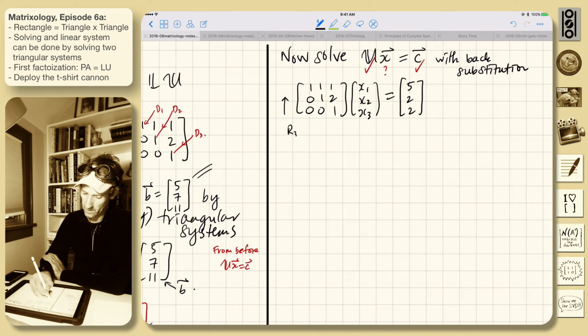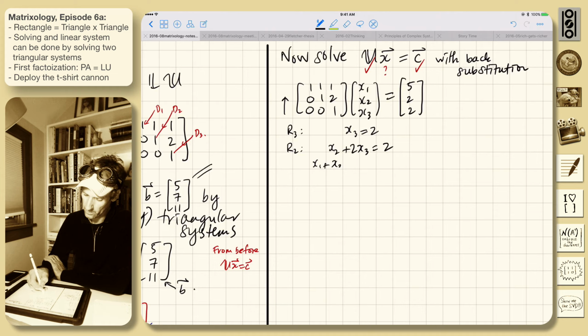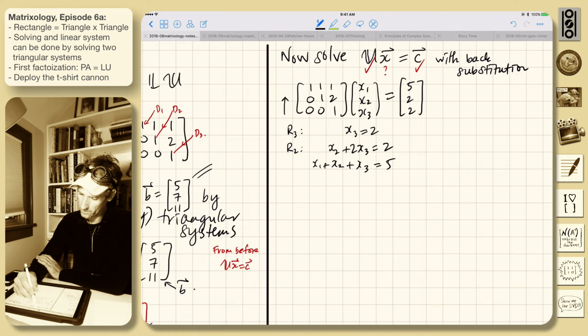So back substitution, so now we go upwards. Row 3 will give us that x3 equals 2. Row 2 gives us that x2 plus 2x3 equals 2. And then row 1 gives us that x1 plus x2 plus x3 equals 5. And as we go through these, we've got x3 is 2, so this is a 2. This gives us that x2 equals, there's a 4, so put it over here, so it's minus 2.